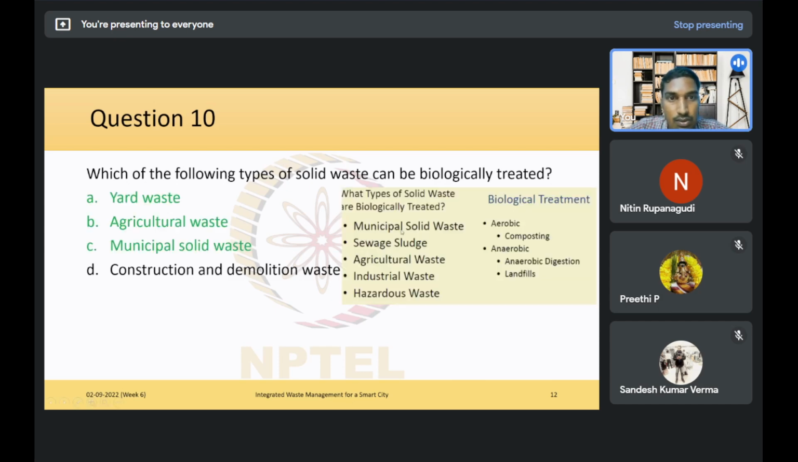So we saw this. So municipal solid waste, sewage sludge, agricultural waste, even industrial waste, if it contains the organic fractions, and also hazardous waste if they contain, right? Generally we don't see them, but the municipal waste, sewage waste, agricultural waste, in most cases will always contain some organic fraction which can be treated, right? So therefore the correct options are A, B, and C. Okay, any questions?